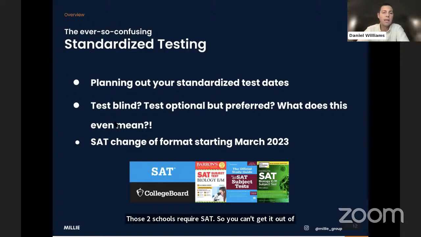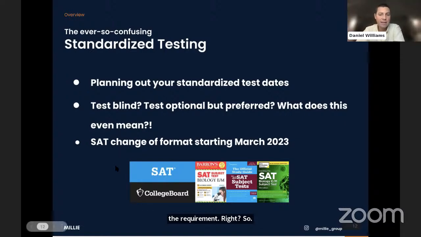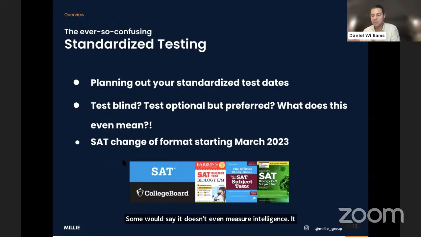So the key to performing well on the SAT is to start early, right? So it's not necessarily an overly complicated test. Some would say it doesn't even measure intelligence. It just is measuring your understanding of a very specific set of subjects. And if you have enough time to practice, right, and you have a strong tutor who can explain the material to you clearly, you should be fine. But the key to this is starting early, just like with your essays.